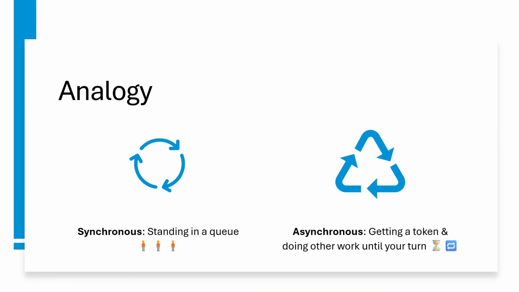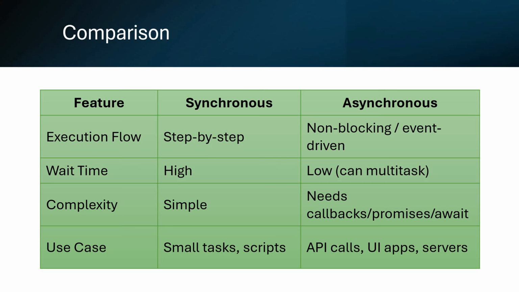We need an analogy for everything, and here it comes. Let's simplify this with a quick analogy. Synchronous is like standing in a physical queue at the bank. You do nothing but wait for your turn, one after another. Asynchronous is like taking a token, going shopping, and coming back when your number is called. You are not blocked, you are doing something parallelly useful in the meantime. This analogy helps you visualize the time efficiency advantage of asynchronous coding.